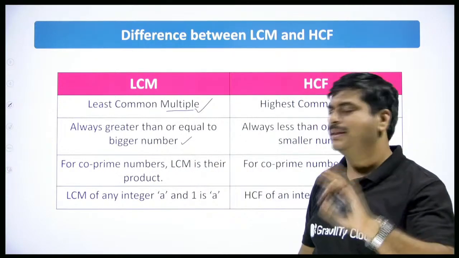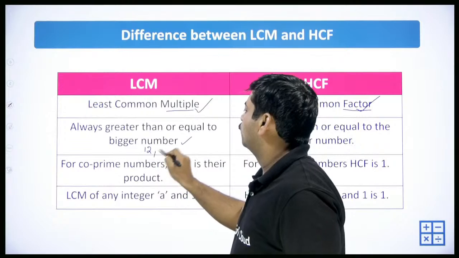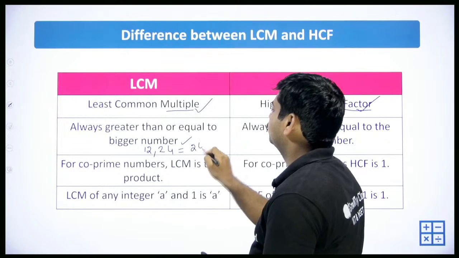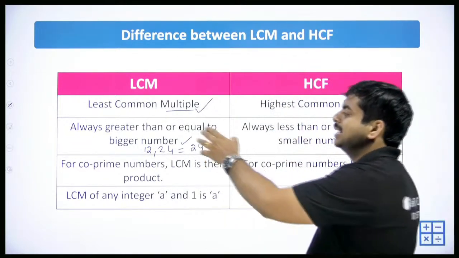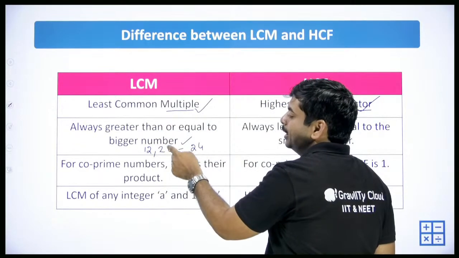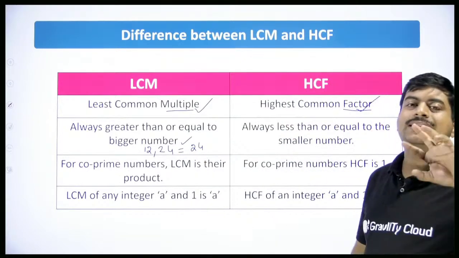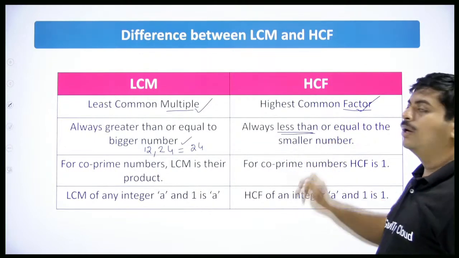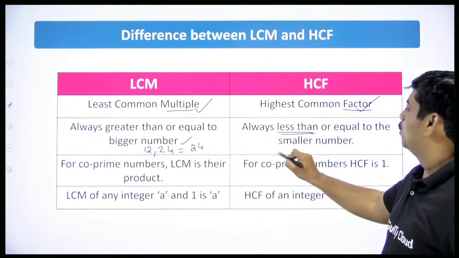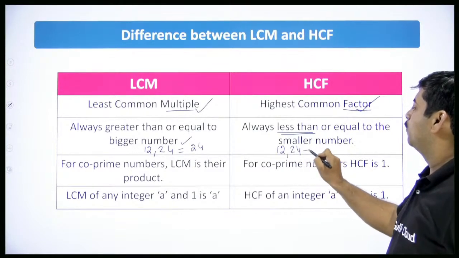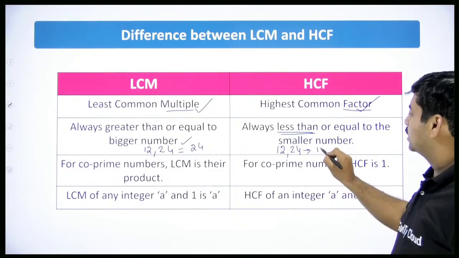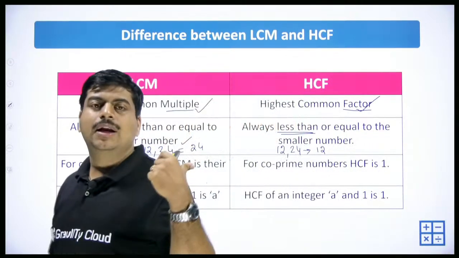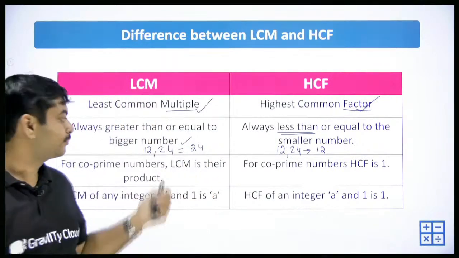If we have two numbers, let's say 12 and 24, you try to find the LCM, you will get the answer as 24. It is always greater or equal to the bigger number. Here the bigger number is 24. HCF is always less than or equal to the smaller number. The same thing, 12 and 24, if you find highest common factor, you will get it as 12. It is always less or equal to. Here it is equal. In all the other cases, it is less.